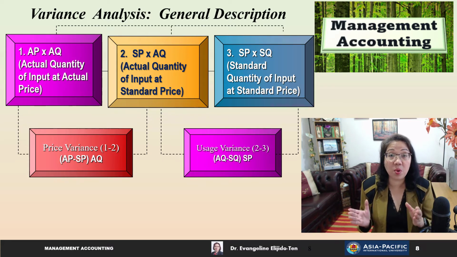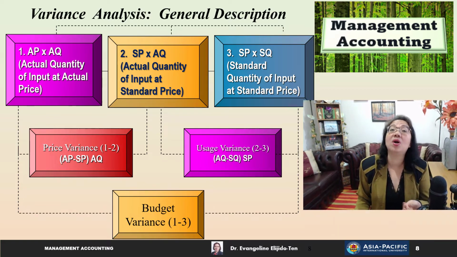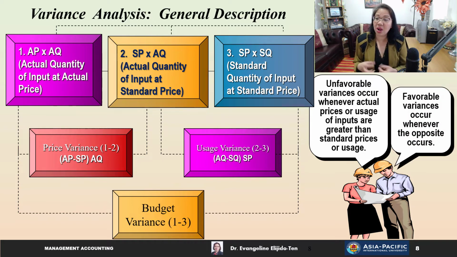Now, the total of the price variance and the usage variance is equal to what we refer to as the budget variance. All right, so how do we know when the variance is favorable or unfavorable? Well, unfavorable variances occur whenever the actual prices or the actual usage are greater than the standard price or standard usage. And of course, when it's the other way around, when the standard price and the standard usage are greater than the actual price and the actual usage, then we have a favorable variance.